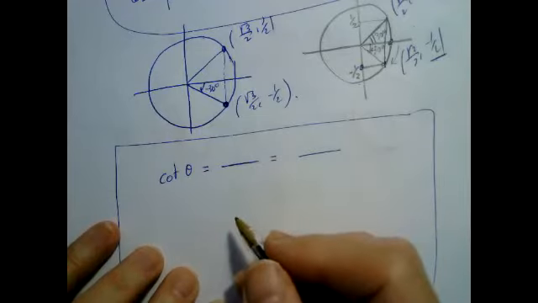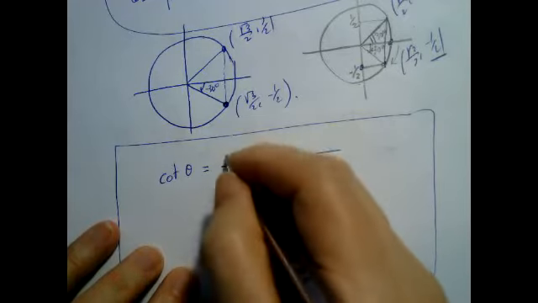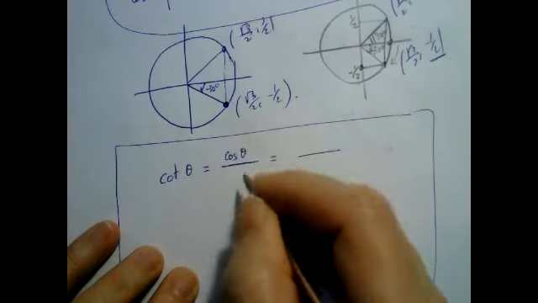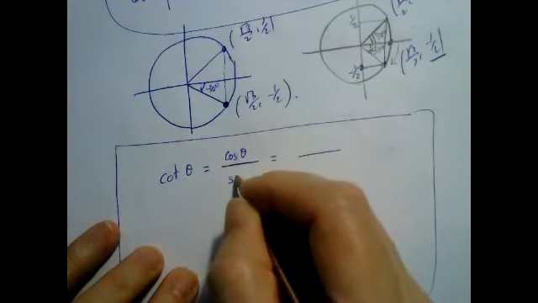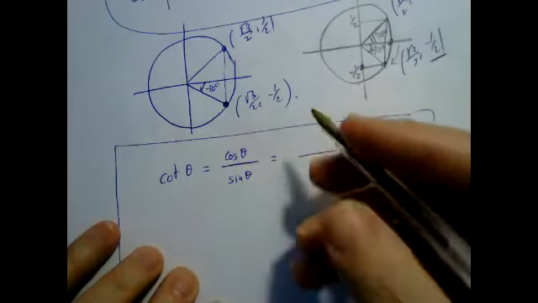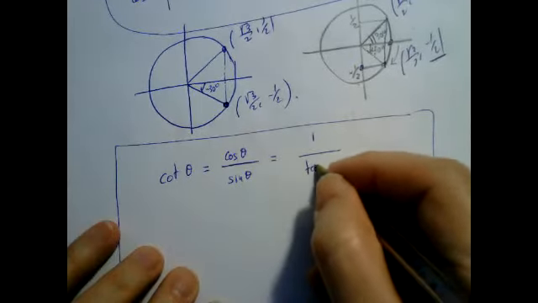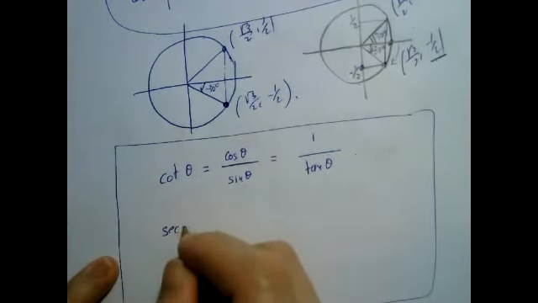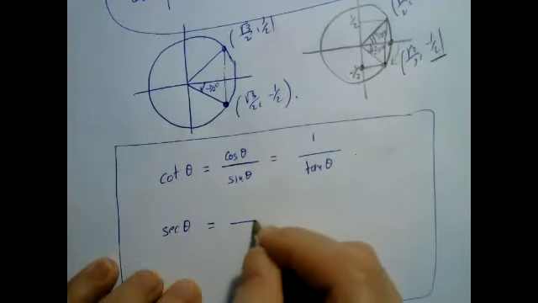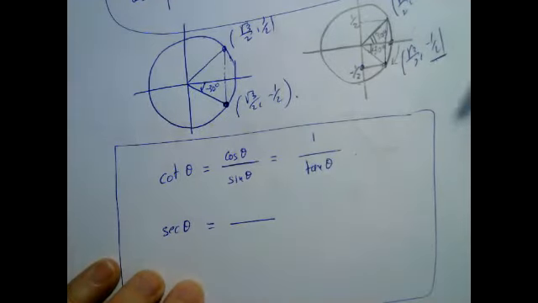The cotangent is cosine of t over sine, and it can also be 1 over tangent. Absolutely correct. It's the cosine over the sine or 1 over tangent. Okay, what's the secant? You have to memorize those.